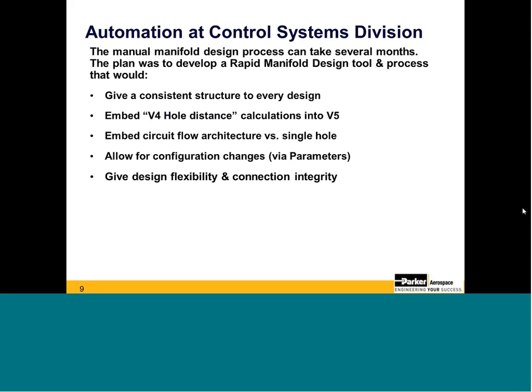The idea was to come up with a rapid manifold design tool in order to allow us to have a consistent structure for every design, to embed the calculations that were made with V4 into CATIA V5 with built-in checks for the model, such as minimum thickness and cavity interference, to embed the circuit flow architecture used in the manifold, and to allow for configuration changes using parameters to quickly change what type of holes and various features were used, and to give design flexibility and integrity.